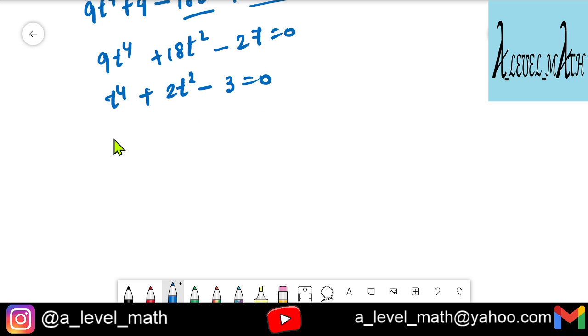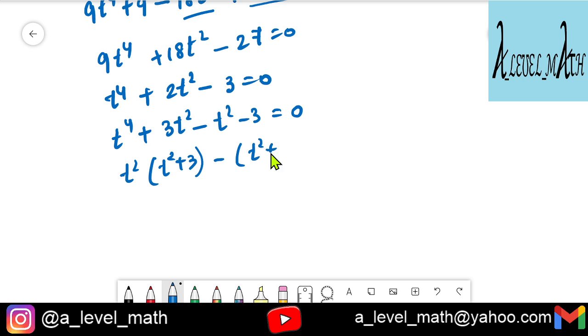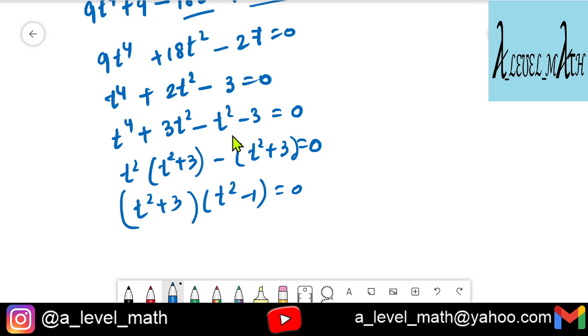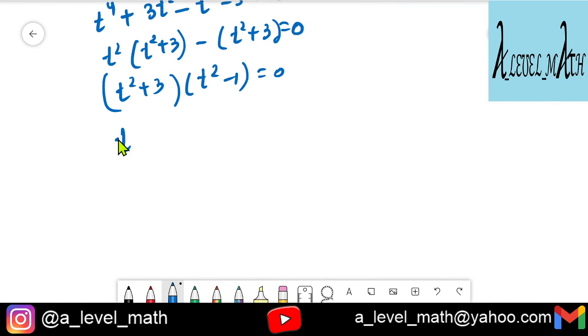If I factorize, I get t to the power of 4 plus 3t square minus t square minus 3 is equal to 0. So t square (t square plus 3) minus (t square plus 3) is equal to 0. So (t square plus 3)(t square minus 1) is equal to 0. So there are two possibilities, either t square plus 3 is equal to 0, that means t square is equal to minus 3, but this can never be possible, right?